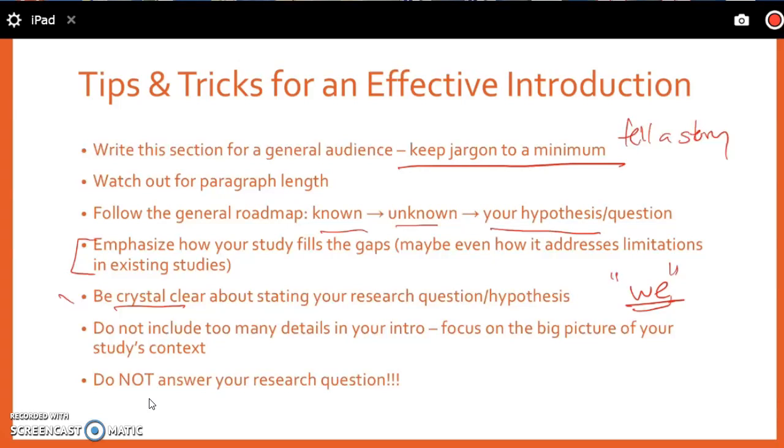You don't want to include too many details in your intro. Focus on the big picture. Don't get too bogged down in the details. Details are reserved for your methods section. Remember I talked to you about the inverted triangle for the introduction, and I'll talk to you when we get to the discussion section about the actual triangle. Right here in the middle, where it's very specific, that's where your methods and results are. This is where you can use all the detail and specificity you want. And lastly, make sure you don't answer your research question in your introduction. That's reserved for your discussion.